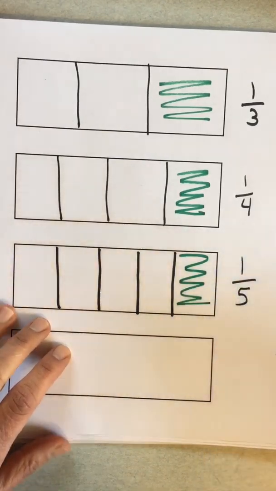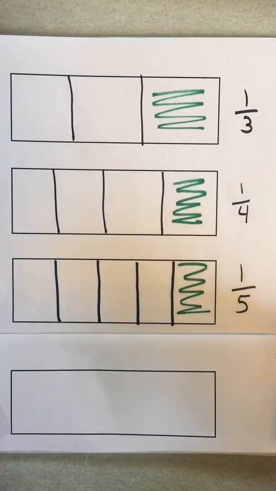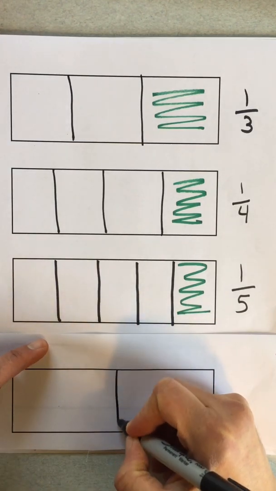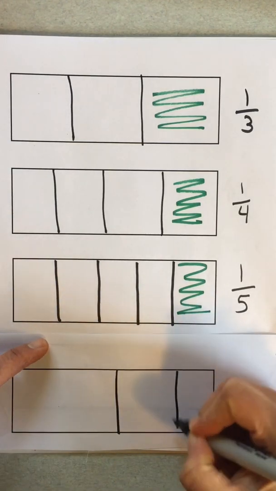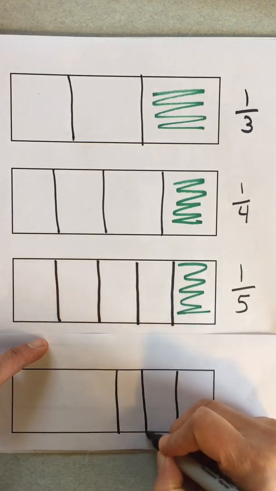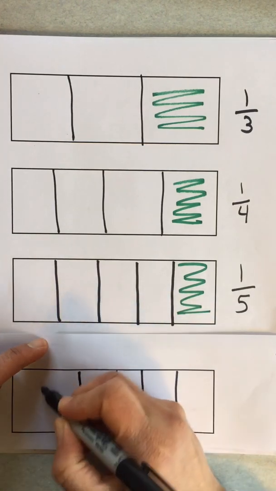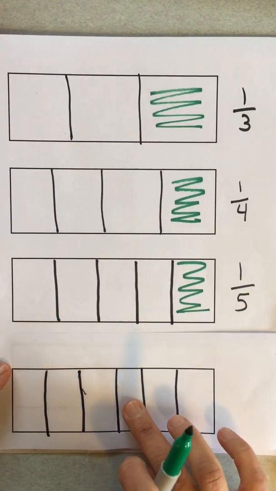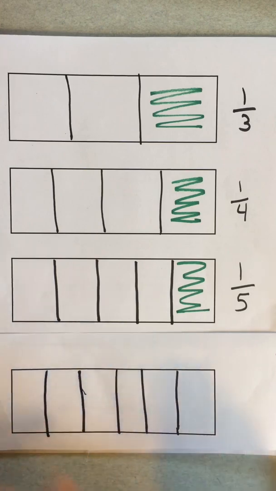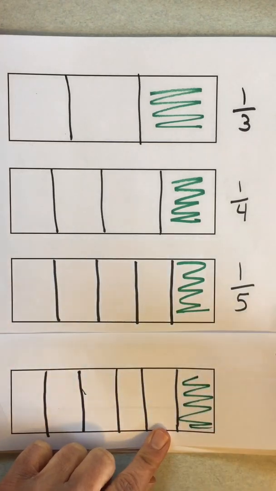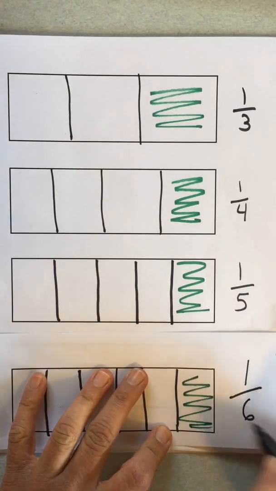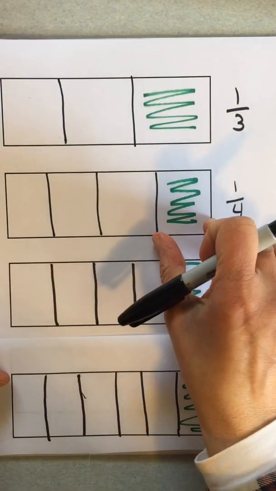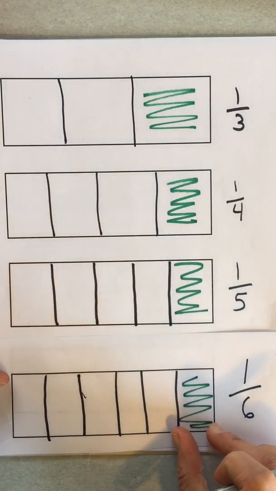1 out of 5. Okay, so what happens when we want to divide it into 6 parts? I'm going to go 1 in the middle, and then 2 more lines. This is roughly 6 parts, right? 1, 2, 3, 4, 5, 6. And what is this? This is 1/6. Okay, what do you notice about the parts?